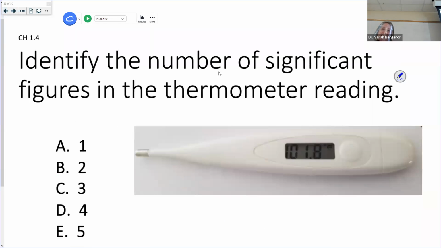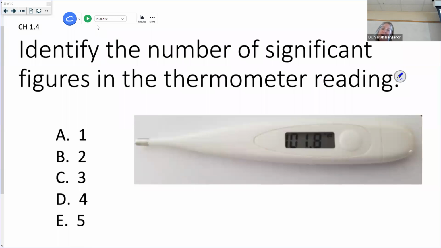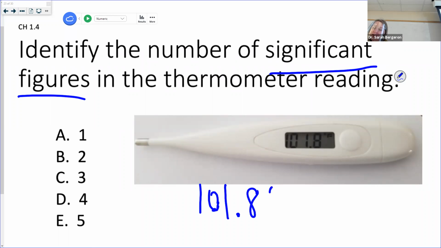Okay, so now I'm giving you a thermometer. I want to know the number of significant figures in our thermometer. If you can't see that, it's 101.8 degrees Fahrenheit. Okay, that's what the screen reads.